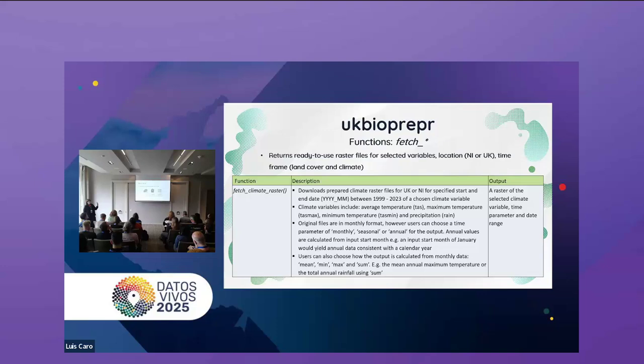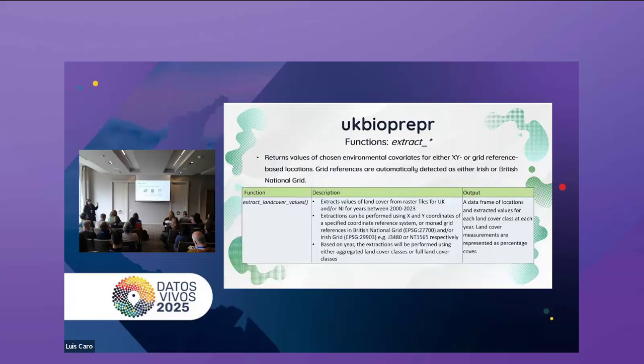So once I had all these data products ready to go, they're uploaded in an online repository accessible through functions in the package. The first kind of functions are fetch functions, and these return ready-to-use raster files for selected variables based on the location and a time frame. An example of this is the fetch climate raster function, which has an additional customization for users where they can choose a time aggregation of seasonal, monthly, or annual for 4 different climate variables covering temperature and precipitation.